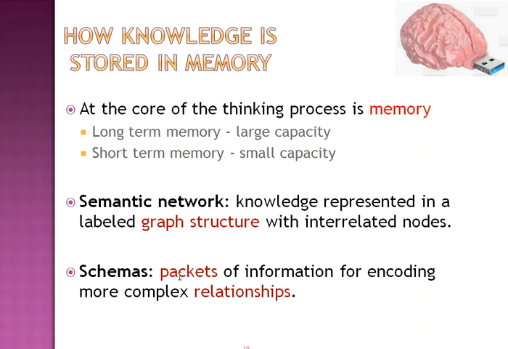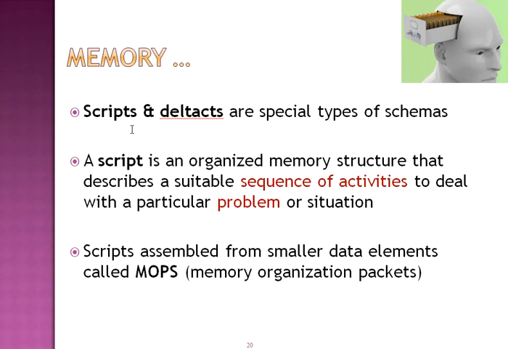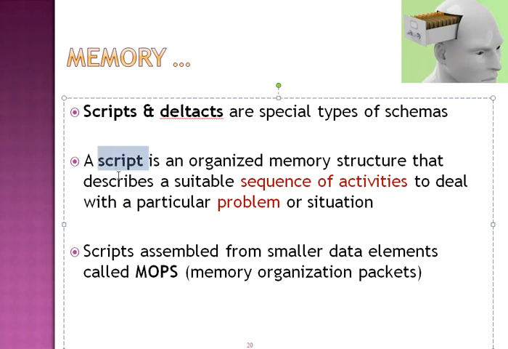Actually, there is more than one type of schema, right? There are schemas of chunks of memories, information, and knowledge, and there are other schemas called scripts and deltacts. Scripts and deltacts are special types of schema, as we see here. Script, from the meaning of the term, is how memory is organized to give you a sequence of activities. It tells you where to go in this network of memory, of information, in order to solve a specific problem.